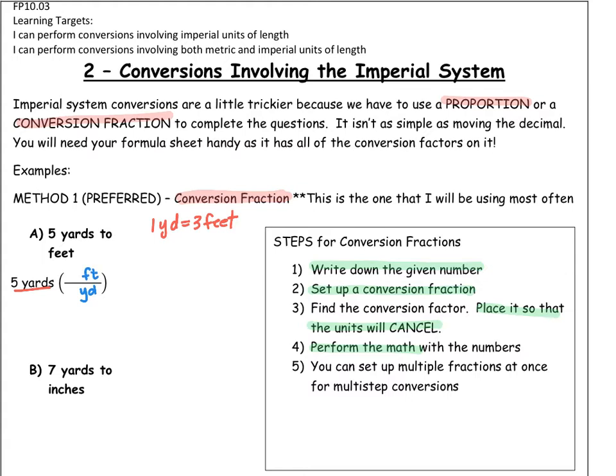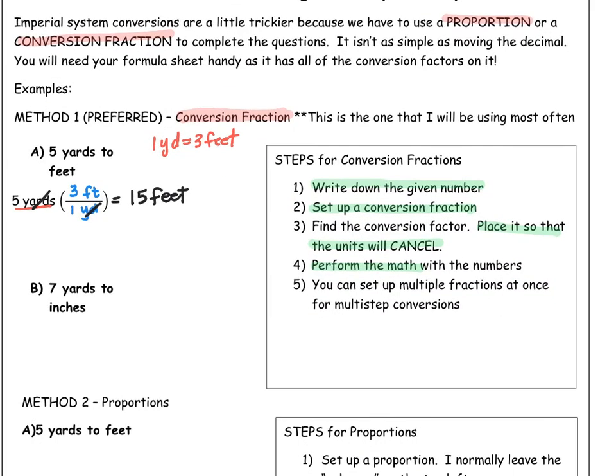And then I put my numbers in with those. So I know that 3 feet is 1 yard, so I know which way to set it up. The reason I do that is because now my yards cancel away and I'm left with feet, right? You want to have what you want to solve for in the top of your conversion fraction. So now I just do the math. 5 times 3 is 15. So I know that 5 yards is 15 feet. Okay, let's look at another example, which says 7 yards into inches.